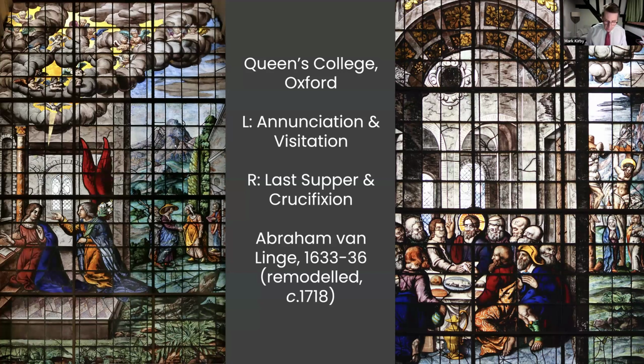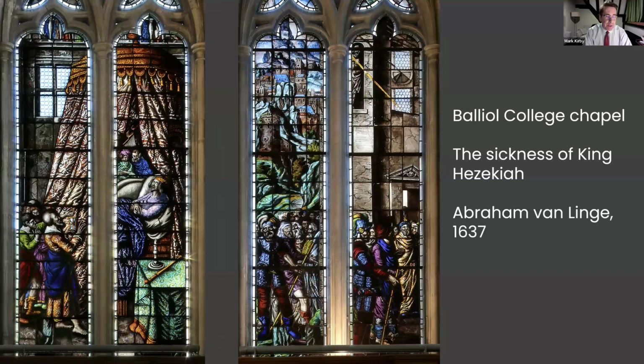And here we have the example of the sickness and recovery of King Hezekiah. I think Van Linge had a particular liking for depicting fabrics. It comes out very strongly here in the canopy over the king's bed, the blue bed cover, which is depicted as some sort of damask fabric, and the green covering over the table at the side. It's something that Van Linge seemed to be very much drawn to.